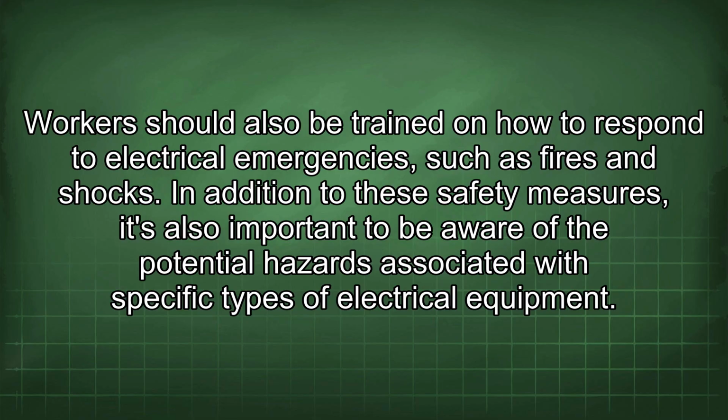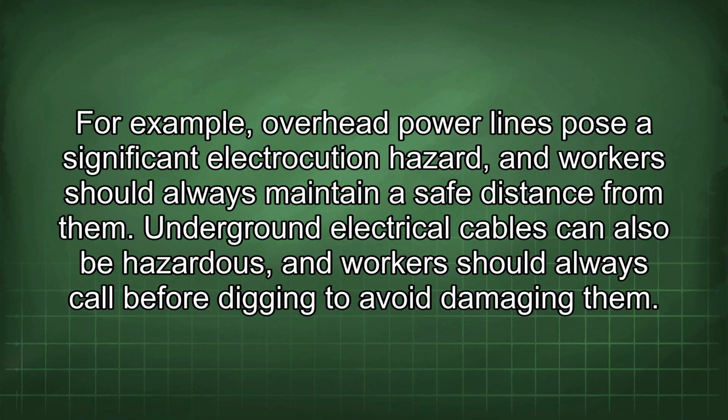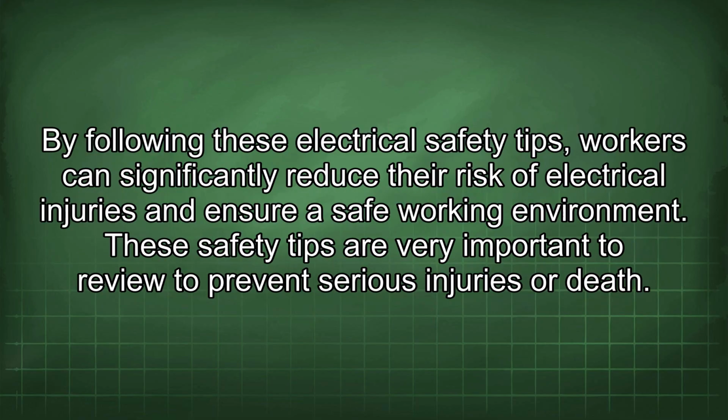In addition to these safety measures, it's also important to be aware of the potential hazards associated with specific types of electrical equipment. For example, overhead power lines pose a significant electrocution hazard, and workers should always maintain a safe distance from them. Underground electrical cables can also be hazardous, and workers should always call before digging to avoid damaging them. By following these electrical safety tips, workers can significantly reduce their risk of electrical injuries and ensure a safe working environment. These safety tips are very important to review to prevent serious injuries or death.